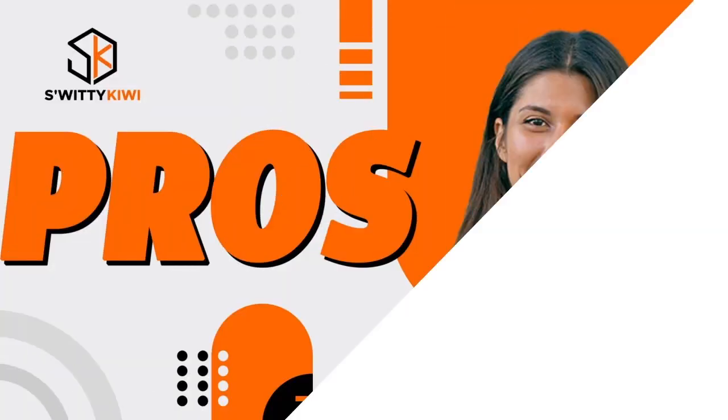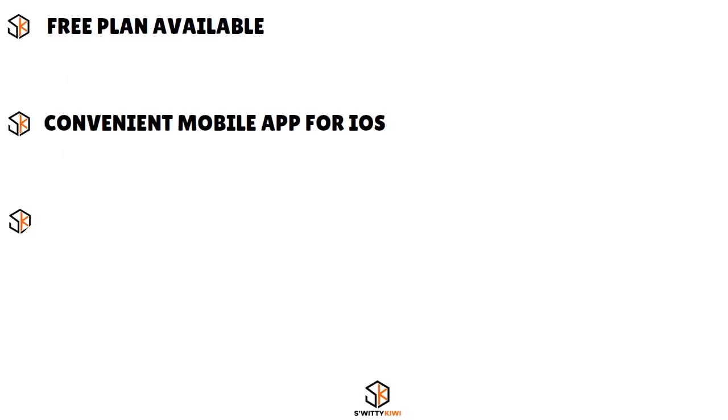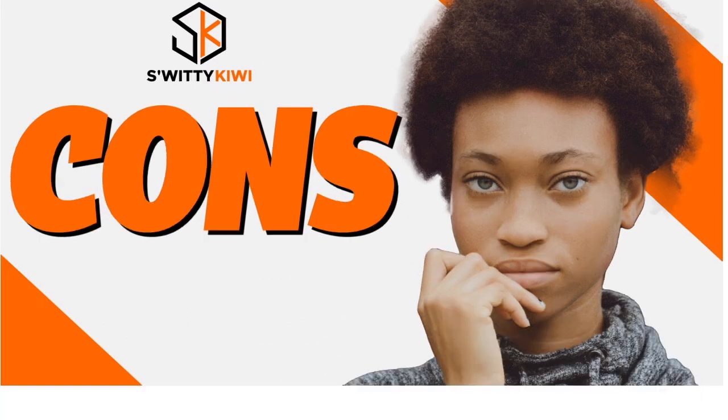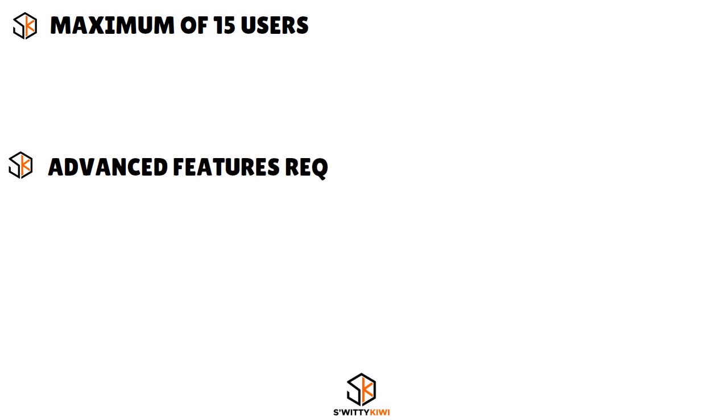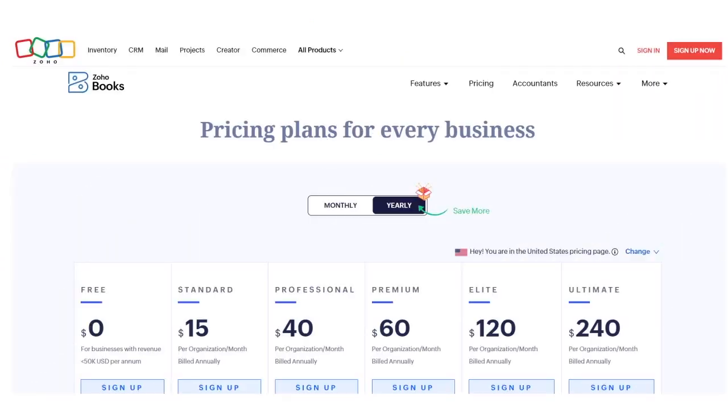So what are the pros and cons here? Well, pros first. You have a free plan available, convenient mobile app for iOS, excellent support, many other free and affordably priced tools for businesses. What about the cons here? There is a maximum of 15 users, and advanced features require a paid plan, and you have limited integration capabilities. I want you to look right now on the screen. Here is the pricing for Zoho Books as of the date of this show.